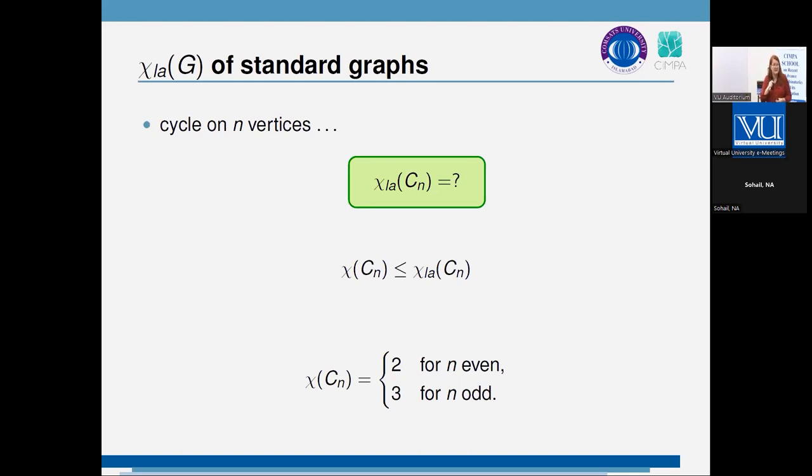No. So let me explain why. Consider a cycle on an even number of vertices, say six, the cycle C6. If the local antimagic chromatic number of C6 were two, then the weights of these three vertices must be the same, say A. How do we get A? Say the labels of the edges are a1, a2, a3, a4, a5, a6.